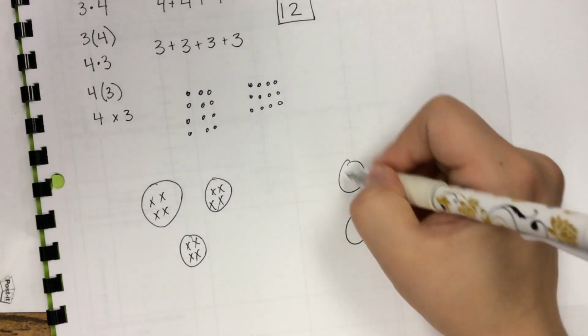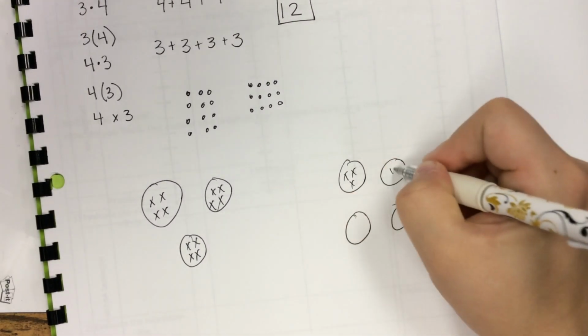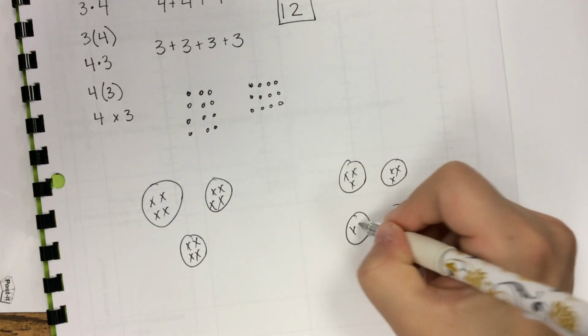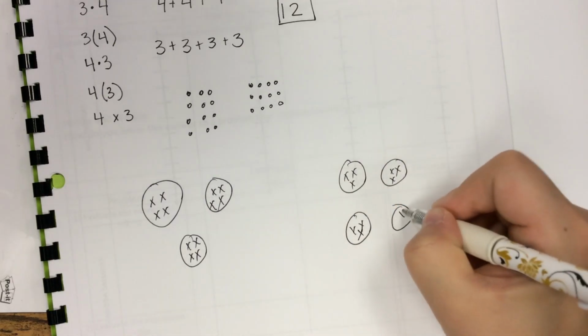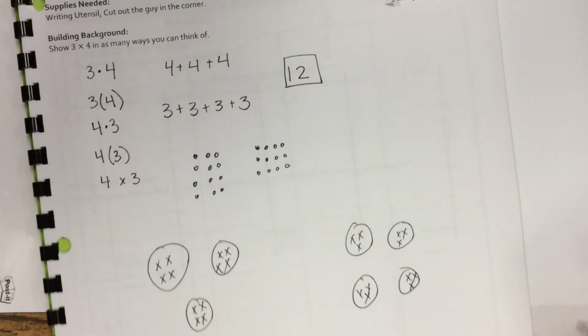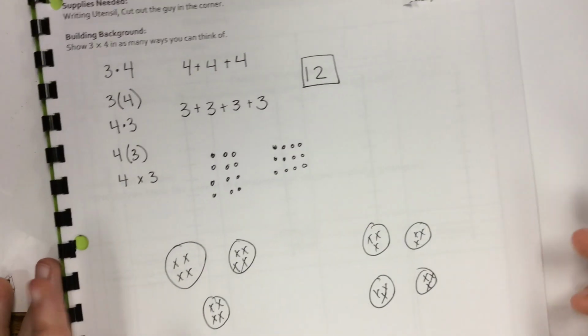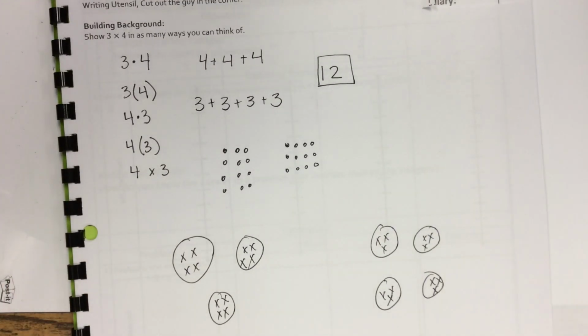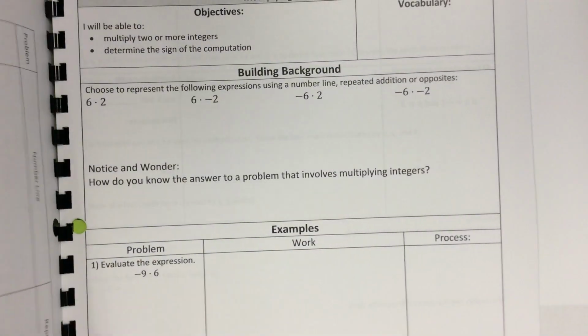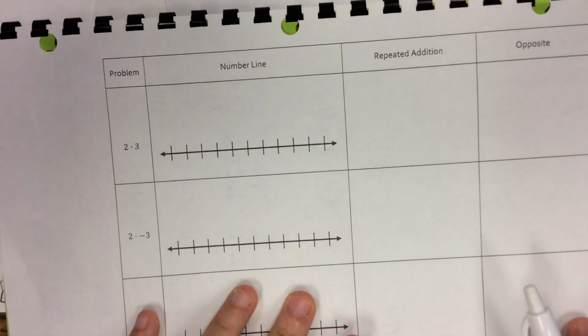Or I could have 4 groups, and they all have 3: 1, 2, 3, four times. If you can think of any more ways, please write those down. All right, we're going to go on to the back page. We're going to set this sideways so it's looking like this.